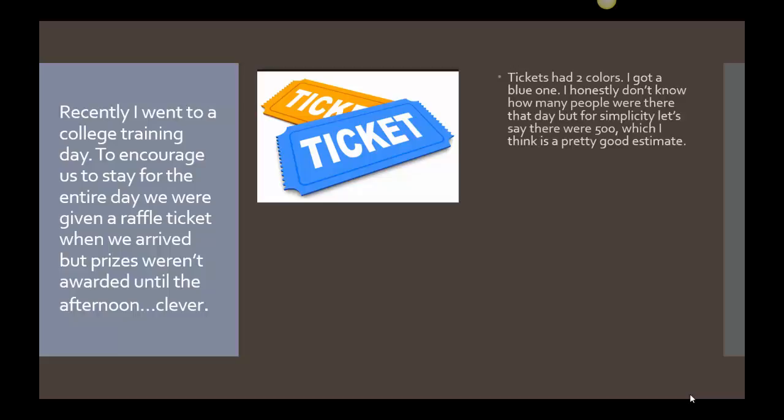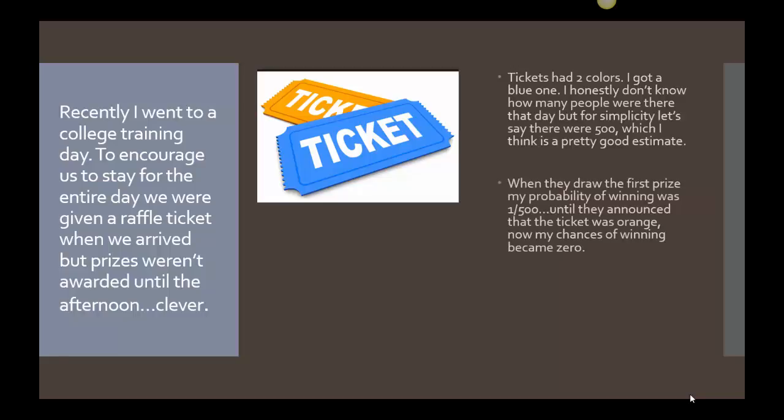I got a blue one, and I honestly don't know how many people were there for the day, but just to keep it simple, let's say there were 500. I think that's a pretty good estimate. All right. So when they draw the first prize, my probability of winning would be 1 out of 500 until they announced that the ticket was orange, and now my chance of winning became 0.